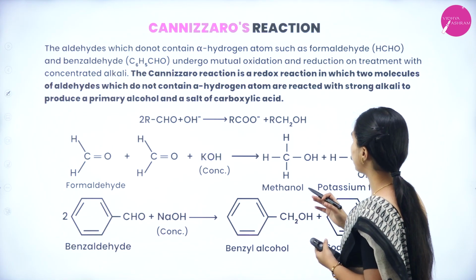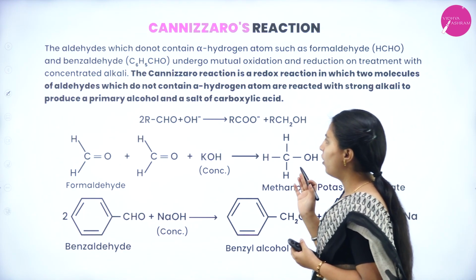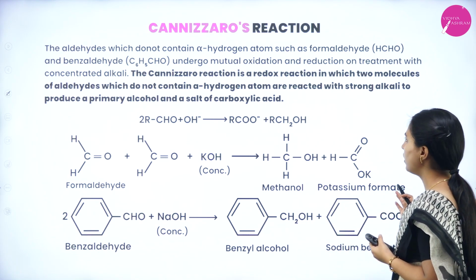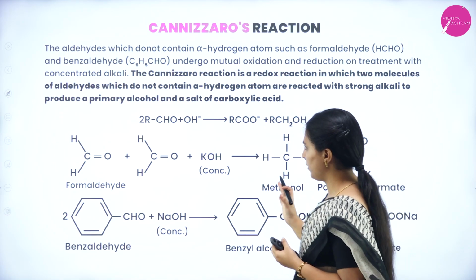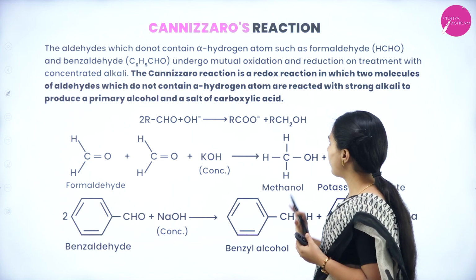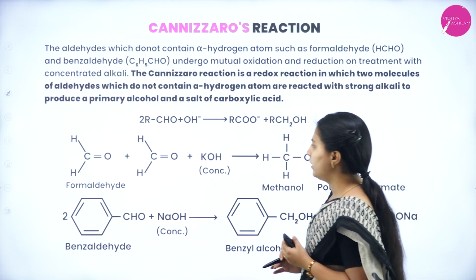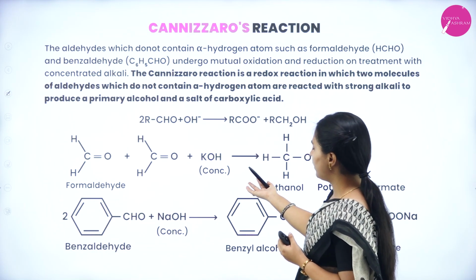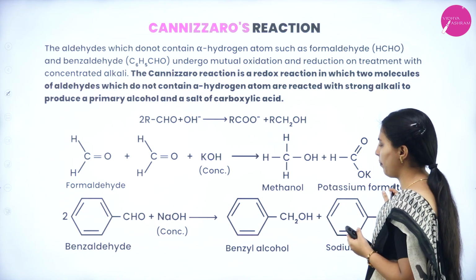The Cannizzaro reaction is a redox reaction in which two molecules of aldehyde which do not contain alpha hydrogen atom are reacted with strong alkali to produce a primary alcohol and a salt of carboxylic acid. This is aldehyde reacted with alkali to form salt of carboxylic acid and primary alcohol. Here formaldehyde, this is also formaldehyde. In the concentrated potassium hydroxide will form methanol and potassium formate.